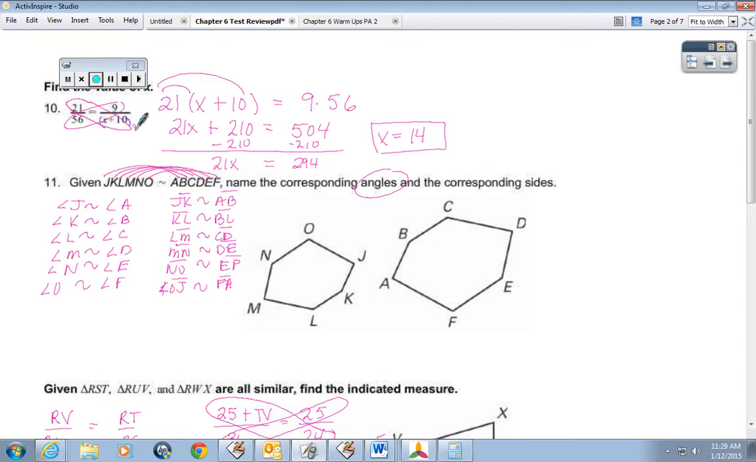So I distributed the 21. So 21 times x is 21x plus 21 times 10, which is 210. And I set that equal to 9 times 56, which is 504. From there, I asked myself, what's being done to x? Well, 210 is being added and it's being multiplied by 21, so I'm going to work backwards. The opposite of adding 210 is subtracting 210. If I subtract 210 from each side, these cancel. I'm left with 21 times x equals 294. Divide both sides by 21, and I got x equals 14.